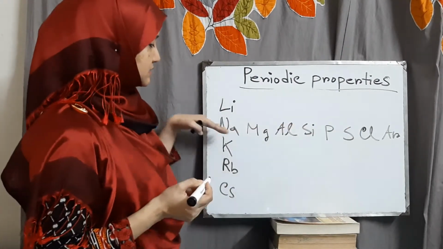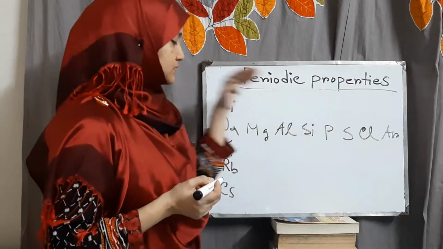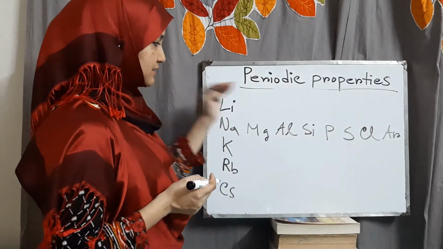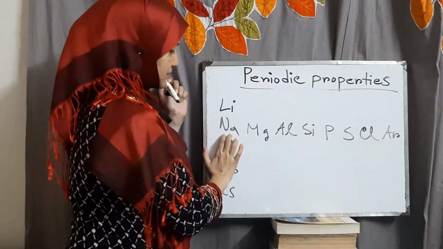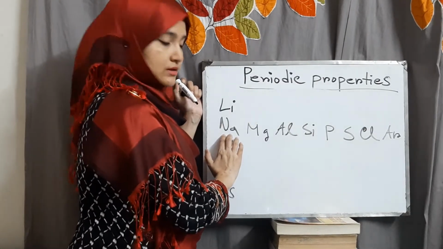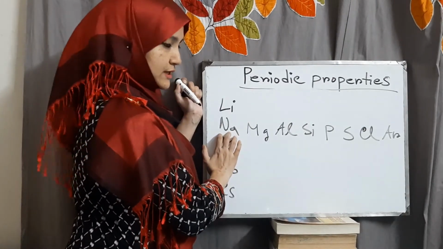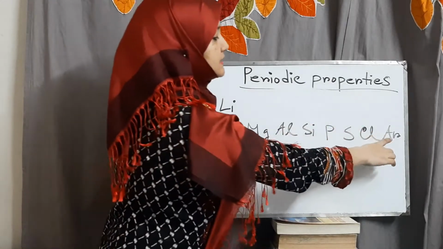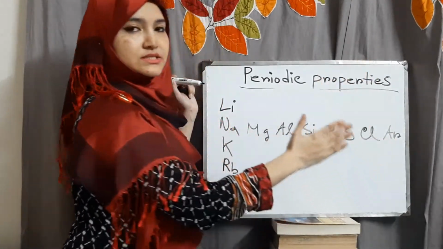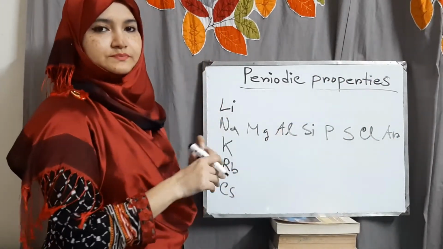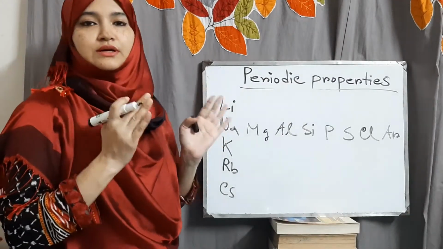And in a period, if we proceed from left to right, sodium has the highest atomic radius, and argon has the least atomic radius. And now why?